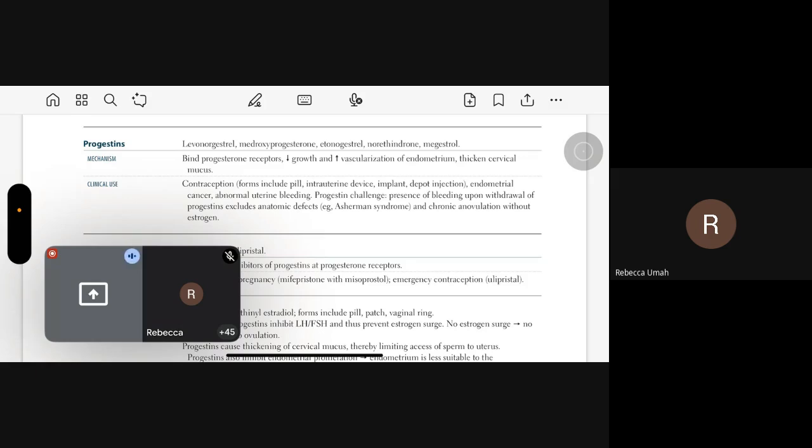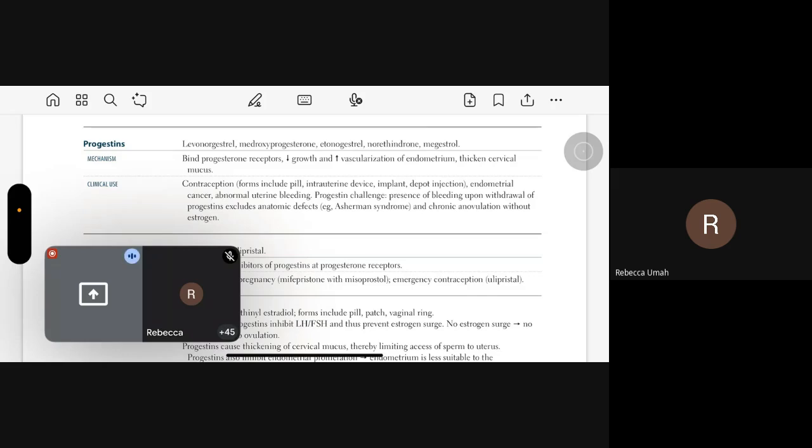So the first use of progesterone is in contraception. Second, we use it in endometrial cancer because it reduces the growth of the endometrium. For any abnormal uterine bleeding, we use it as well because it reduces the growth of the endometrium, so the bleeding will be reduced. Now, regarding the progestin challenge, let me tell you.